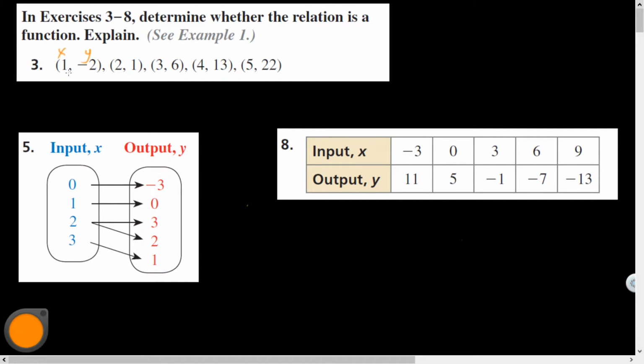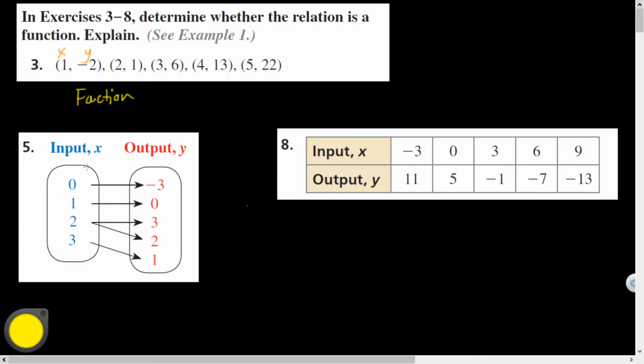So if I input 1, I get -2. If I input 2, I get 1. If I input 3, I get 6. If I input 4, I get 13. If I input 5, I get 22. Every input had exactly one output, right? I would have been suspicious if I had two inputs that gave me separate outputs. But in this case, this is a function. I'm calling it a function.